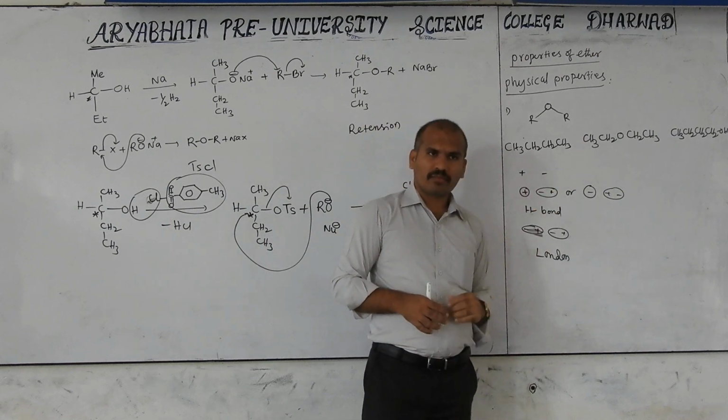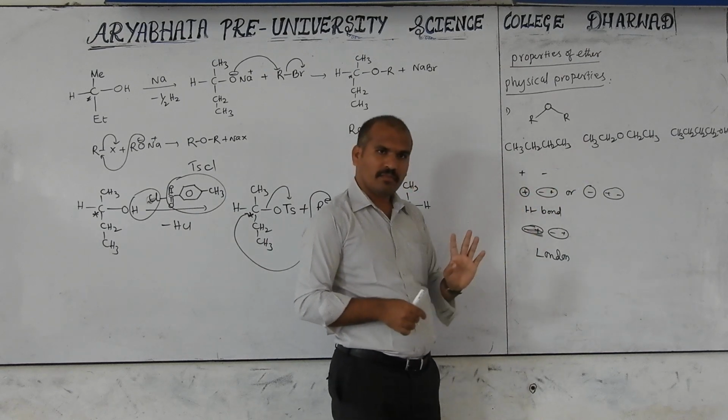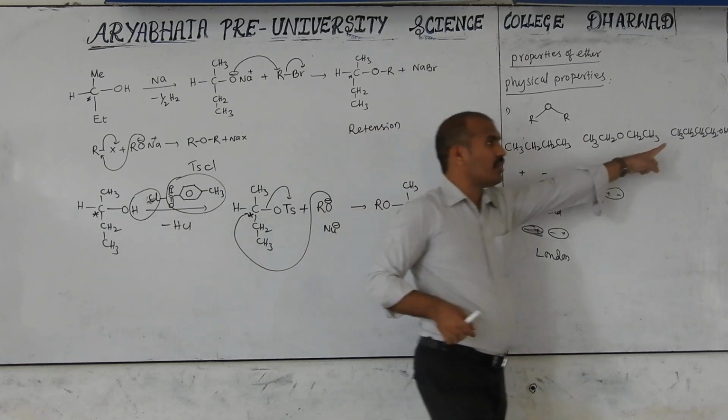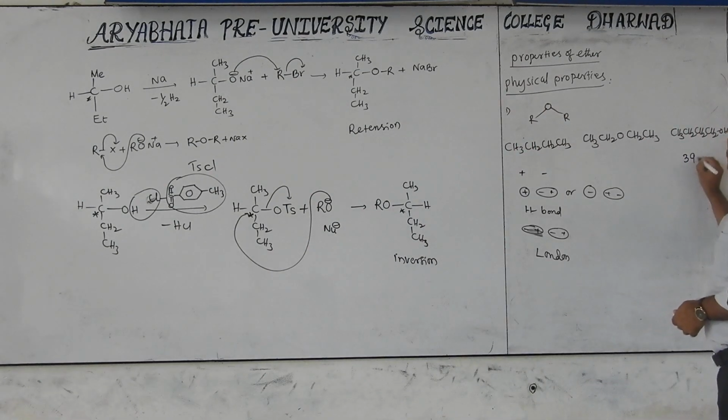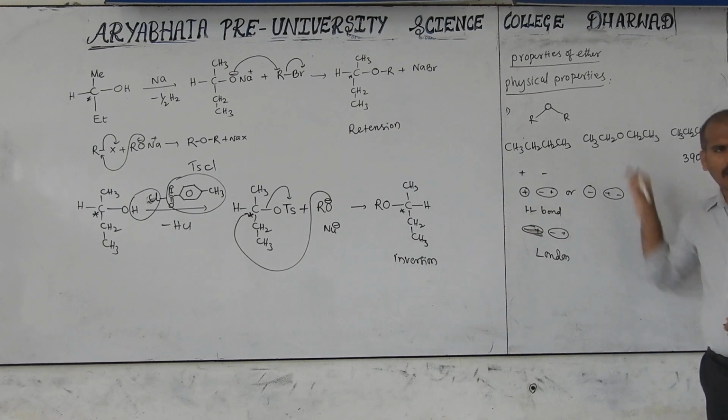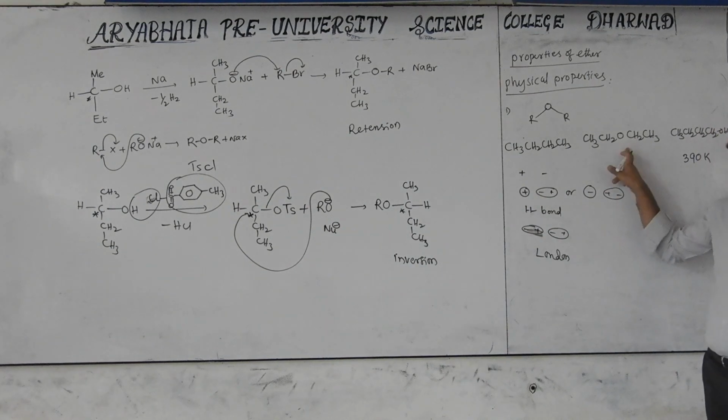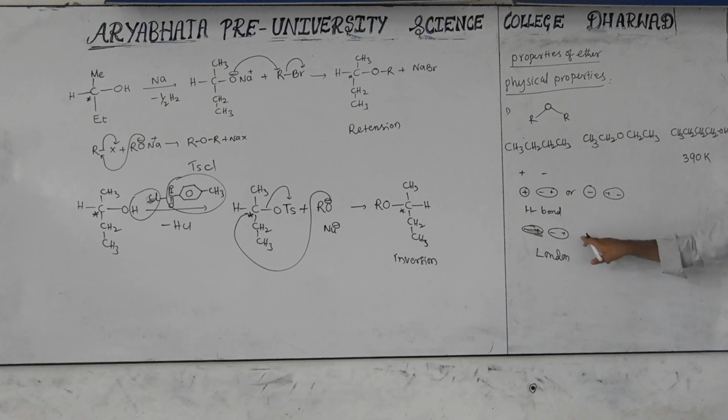Here there is no ion, that's why these two are absent. Then hydrogen bond is present in this, that's why it has more boiling point. Your textbook gives 390 Kelvin. Next is a little bit polar compared with this. Now hydrogen bond is not there. Next, which force is there?